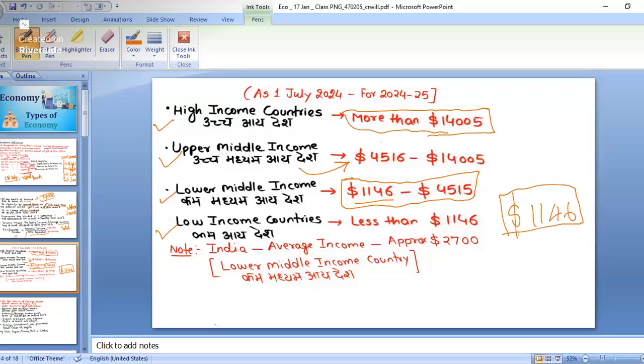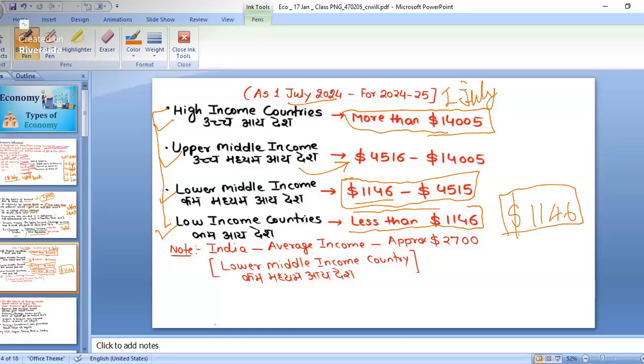So we must remember, and this is the latest data, as of 1st July 2024 and for 2025 till 1st July 2025. So our world is divided into 4 parts, and this is the latest data in which this per capita income might change. The country's per capita income will keep on changing. The ranges will stay the same, though sometimes the World Bank might revise these ranges also. So see carefully all these ranges.